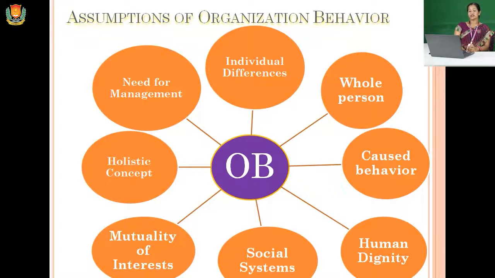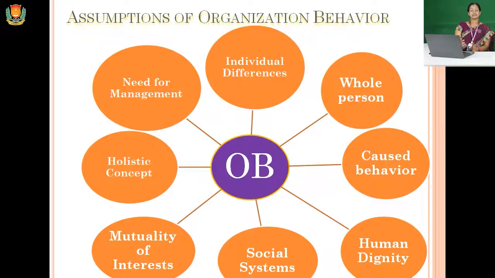Now next is mutuality of interest. In an organization, we are not only focused on organization objective. We need to see how the organization objective will contribute to the individual objective. If the individual sees that the organization is also helping to achieve the individual objective, the person will put extra effort. He will show dedication. He will think beyond the box and put in his efforts, because the individual and organization goals are going simultaneously.